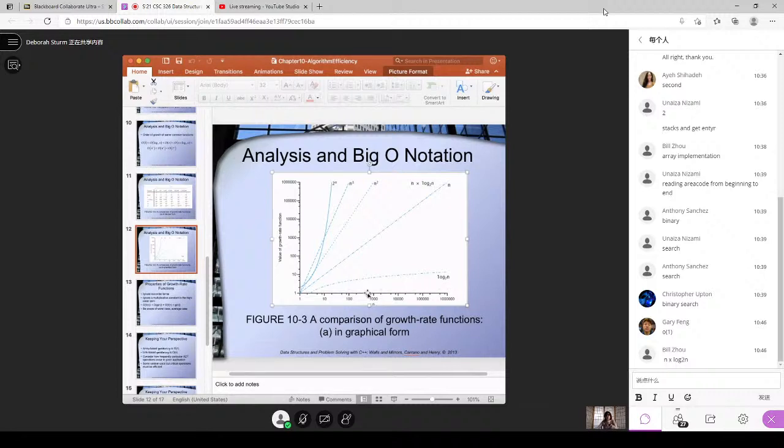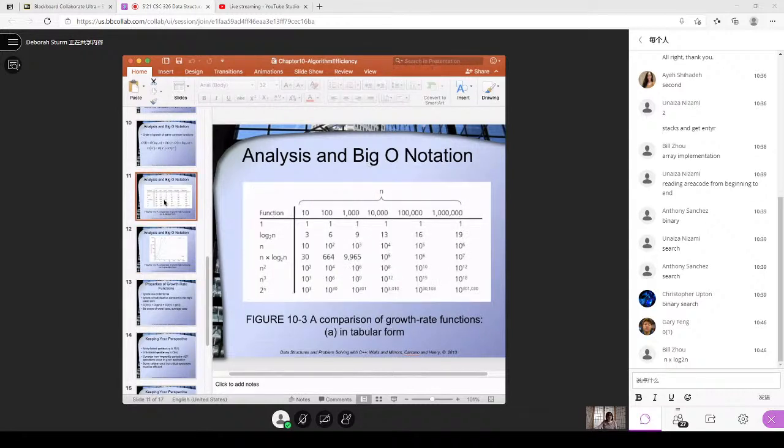And why is log base 2 of n moving so slowly? Because remember, it's the inverse of 2 to the n. If you have 2 to the n, you want to see what value we have to raise 2 to in order to get n. And so that's just the exponent. If we go back to our table here, right, it moves very, very slowly. 2 to the 19, right, is giving us about 1 million. So that's why it grows so slowly.